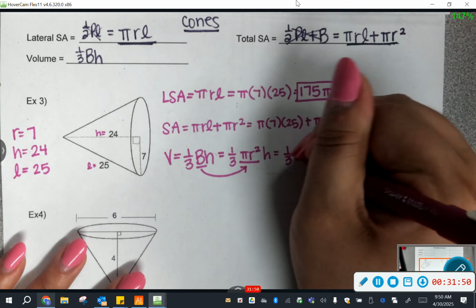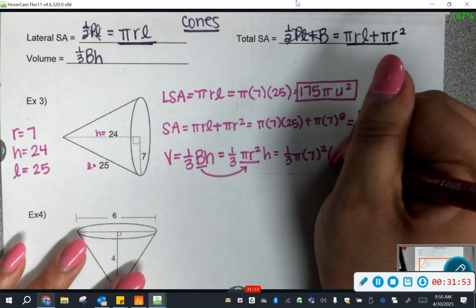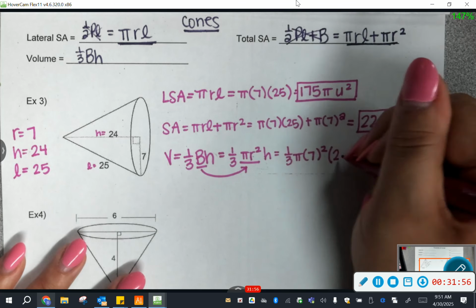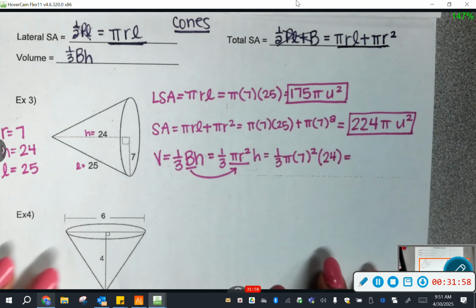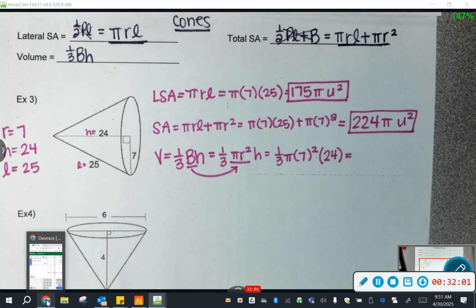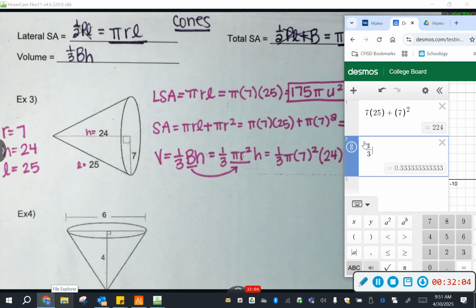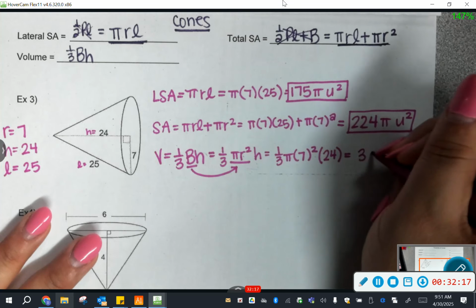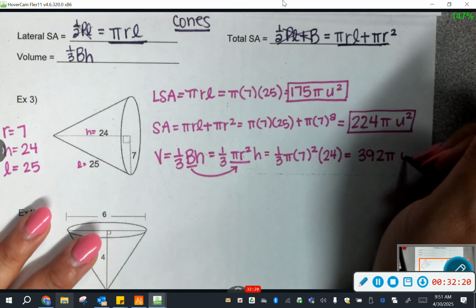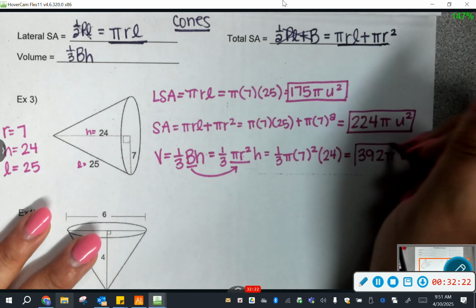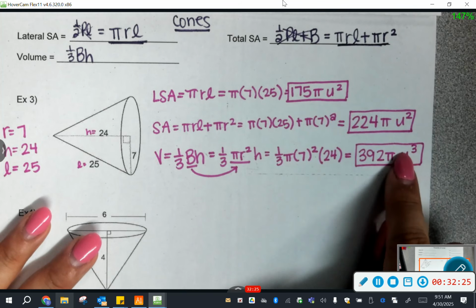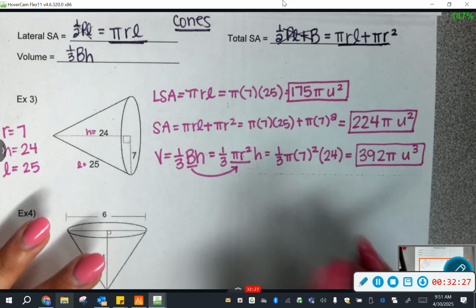So 1/3 pi 7 squared. What's my H? 24. And plug that into Desmos. So I'm going to do 1/3, no pi, 7 squared times 24. What do I get? 392. That is not my answer though. Pi. And this is going to be units cubed. Make sure you don't put pi cubed. You need to put units cubed or centimeters cubed or whatever they are.